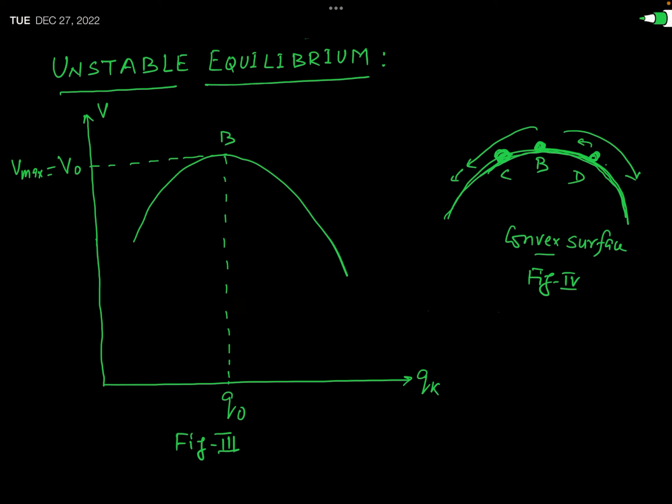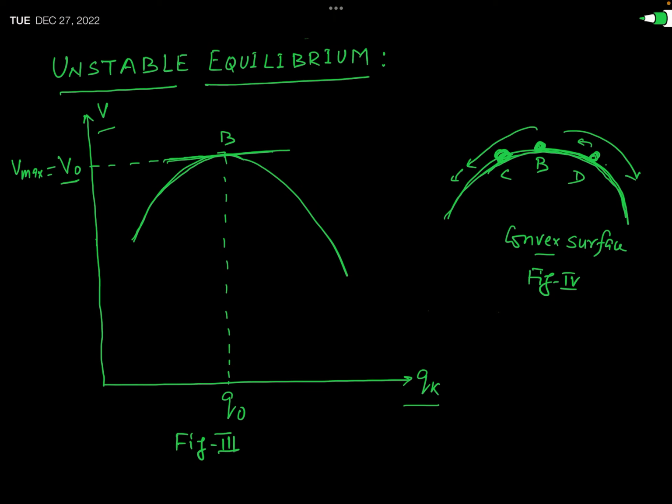Here again in this figure you can see we have shown a plot of potential energy function V against a particular value of the generalized coordinate qk. And if the potential energy curve is like this shape, which I have shown in this figure, then you can see that corresponding to this point B, the potential energy function is maximum, which I have denoted by the symbol V naught.